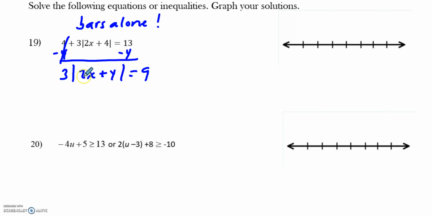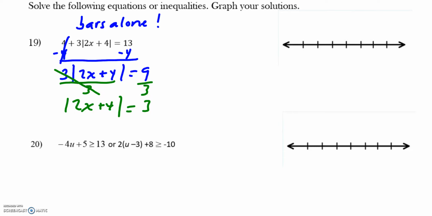Remember, we cannot distribute the 3 in. Instead, we want to get the 3 away. So we would divide both sides by 3 because it's multiplying the bars. So we'd have the absolute value of 2x plus 4 equals positive 3.